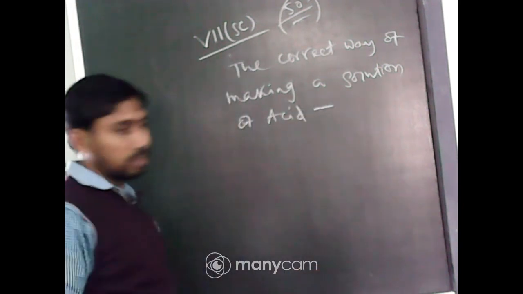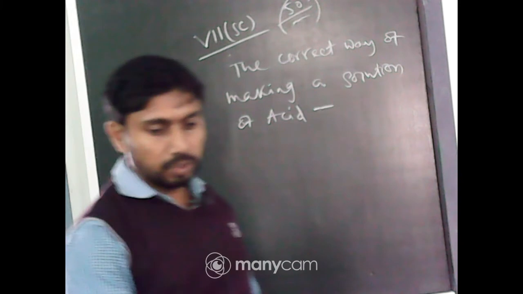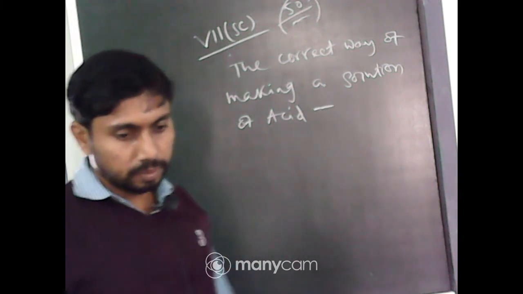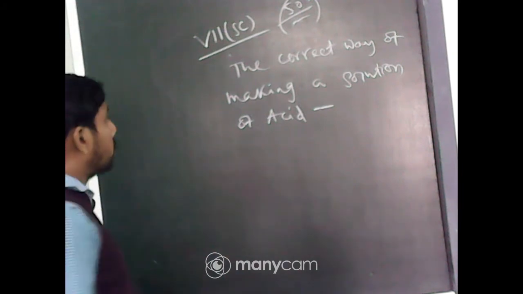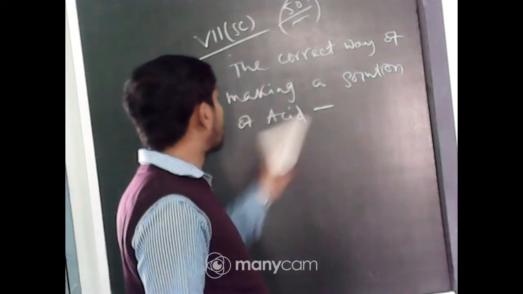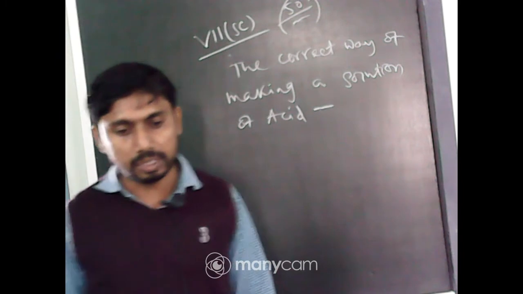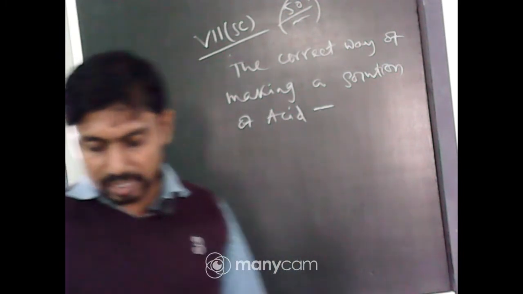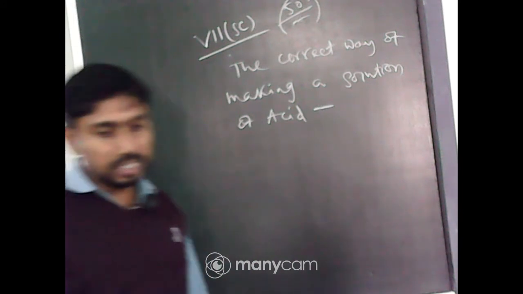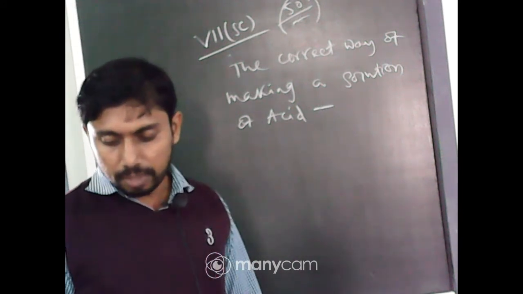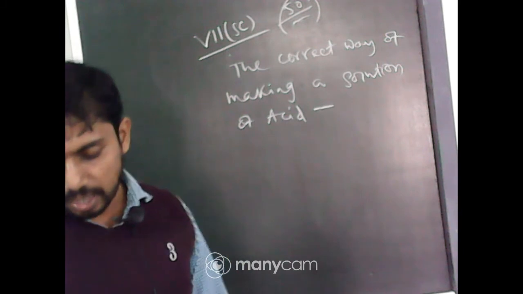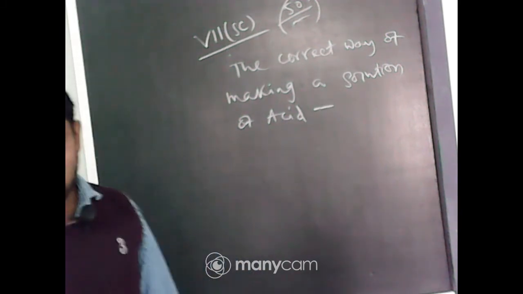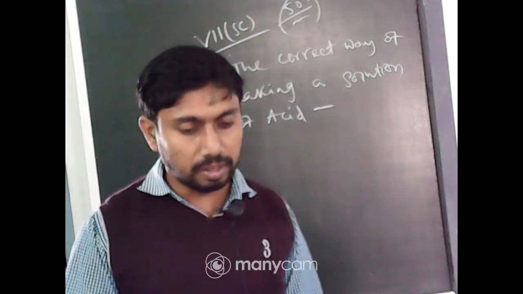Now, the options. I think you can see the board. Yes, you can see the board. So, the correct way of making a solution of acid, now the 4 options are: add water to acid, add acid to water, number 3 is mix acid and water simultaneously, and number 4 is add water to acid in a shallow container.